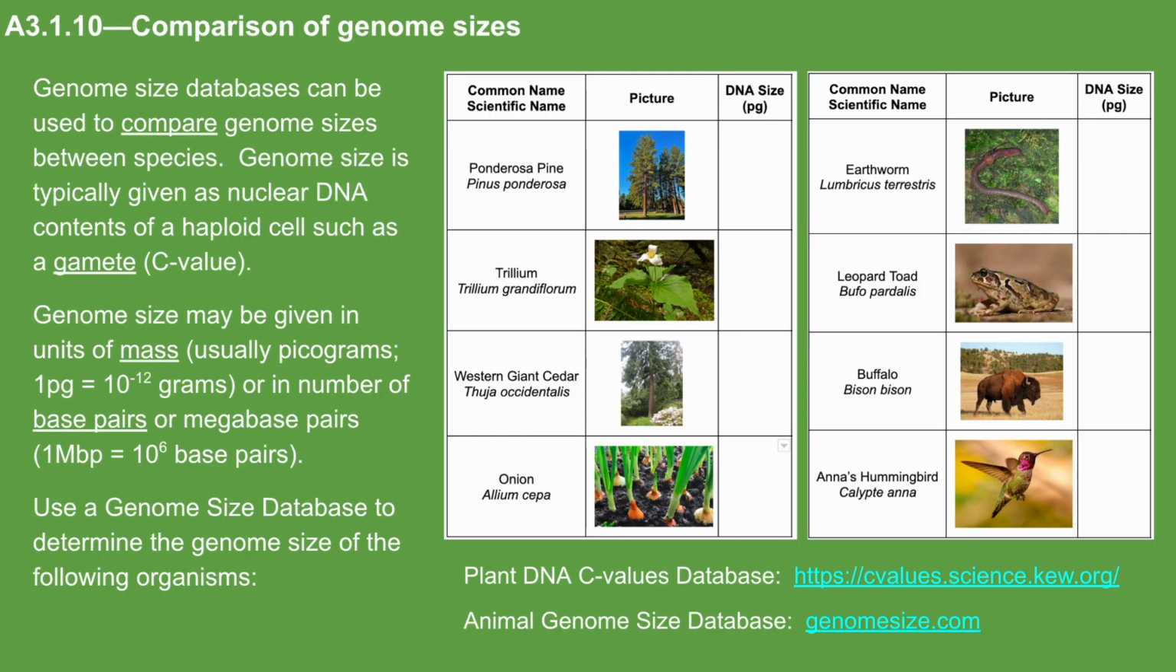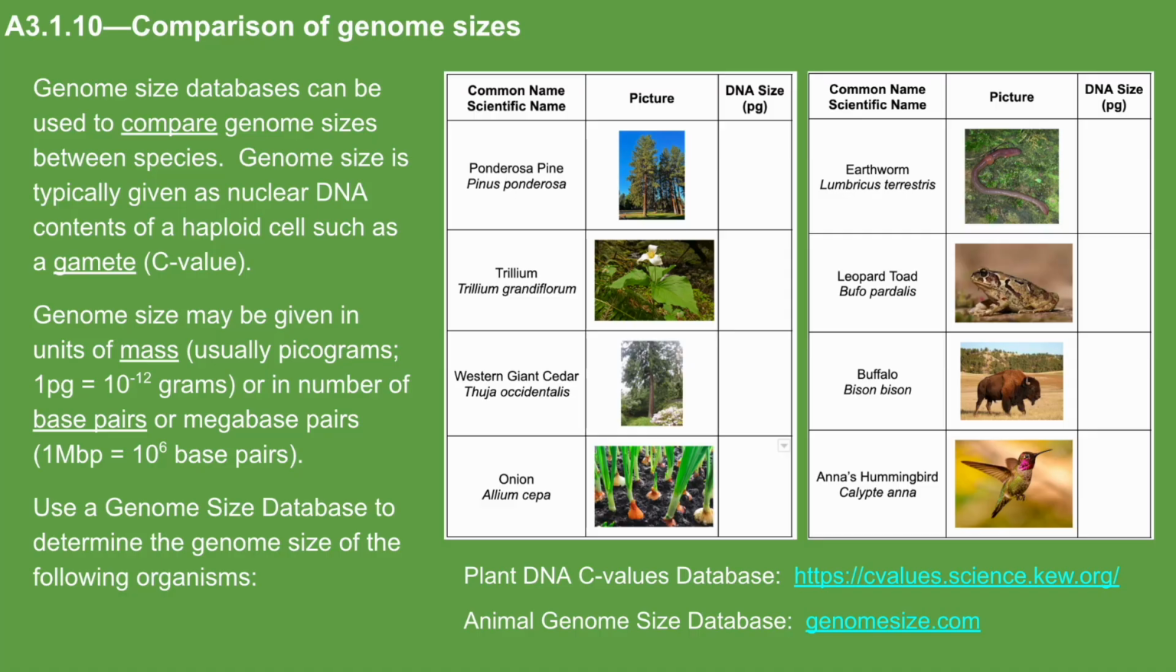We can use genome-sized databases to compare genome sizes between species. Genome size is typically given as nuclear DNA contents of a haploid cell, such as a gamete, and we call that the C value. So that's all of the DNA in the nucleus of an egg or a sperm. Genome size may be given in units of mass, usually in picograms, which is what we're going to look at, or in the number of base pairs or megabase pairs.